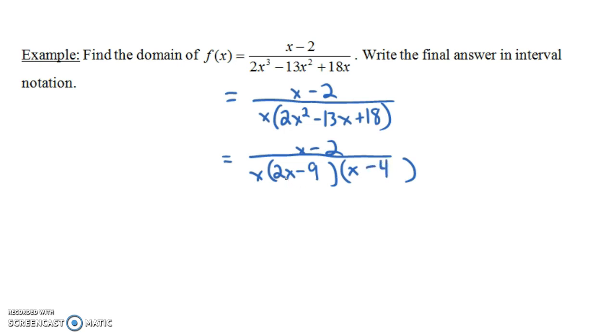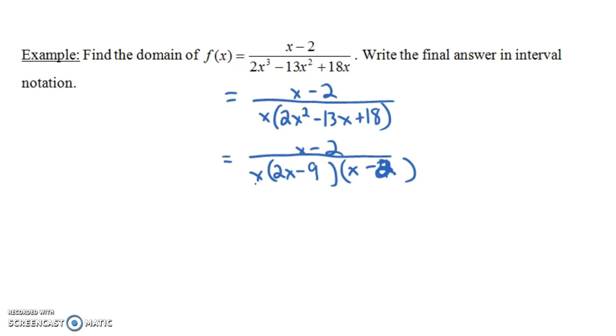Because if we multiply this out, 2x times x is 2x squared. We have a minus 9x from the inside two terms and a minus 4x from the outside two terms. Oh, I'm sorry, that's supposed to be a 2 there. That gives us minus 13x, and minus 2 times minus 9 gives us plus 18.